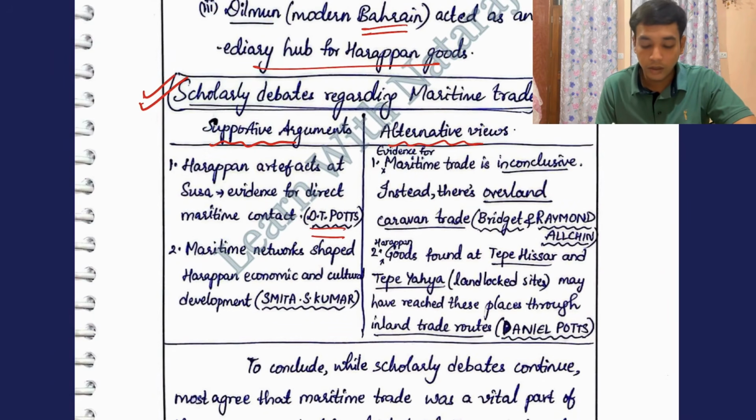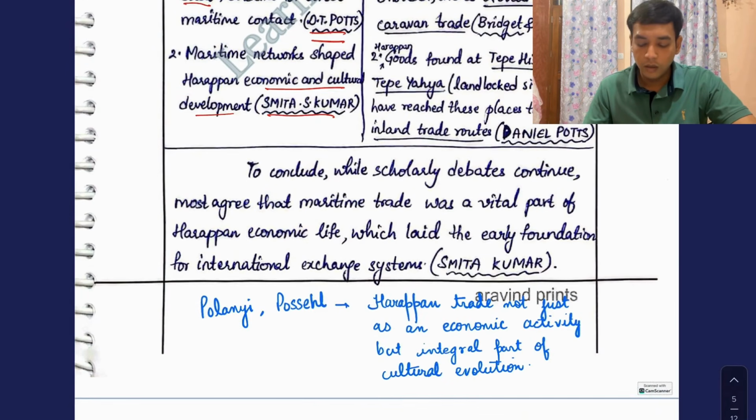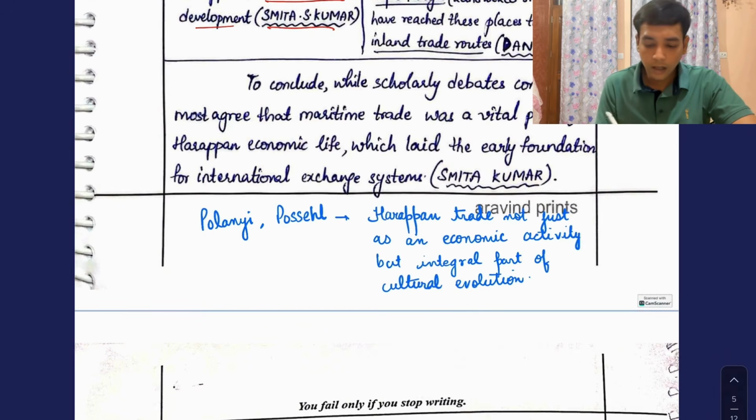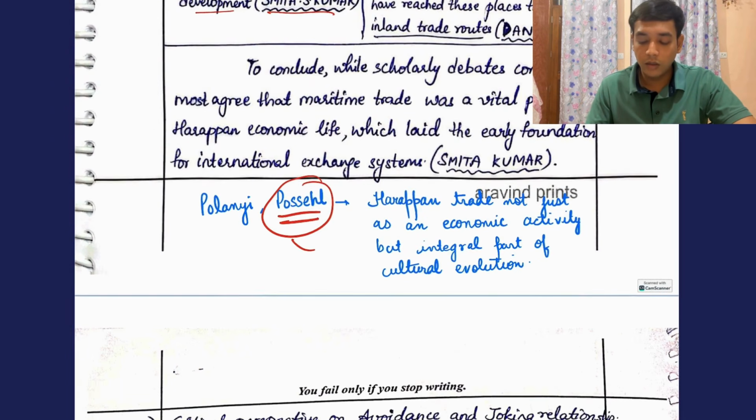So we have D.T. Potts who says that it happened. We have Harappan artifacts at Susa. Then there's Smita S. Kumar who said that it shaped our economic and cultural development. But there are Bridget and Raymond Allchin who said that it is inconclusive. Evidences could not be related to a sure thing that Harappan trade took place. So these are some of the scholarly views. And then there are a few important scholars such as Possehl. So he was an important scholar on Harappan civilization. So we can also include Smita S. Kumar.